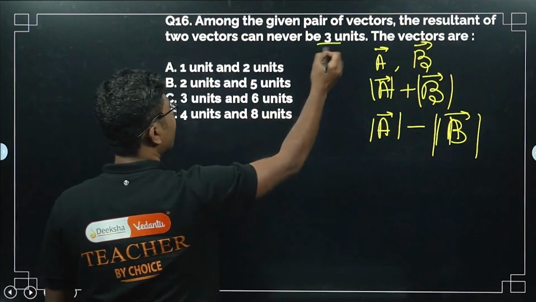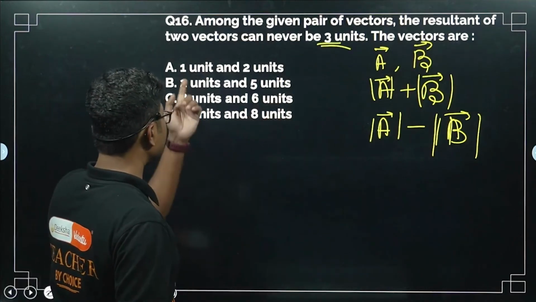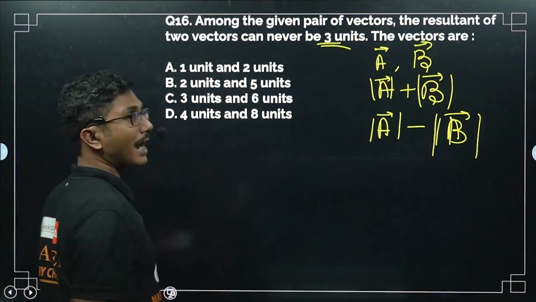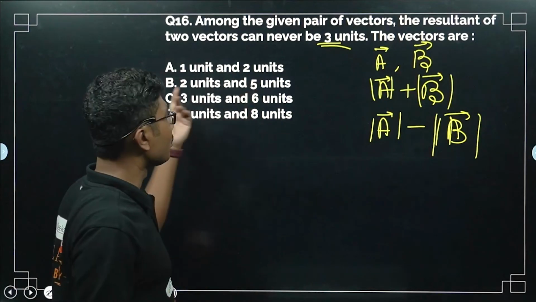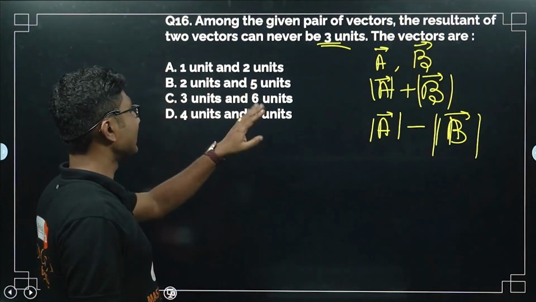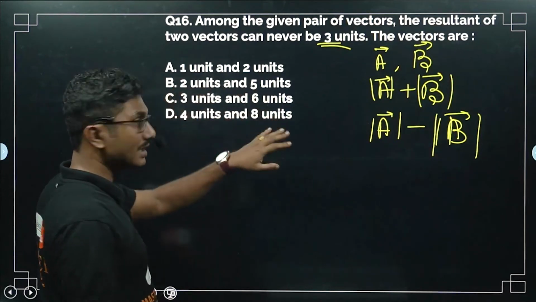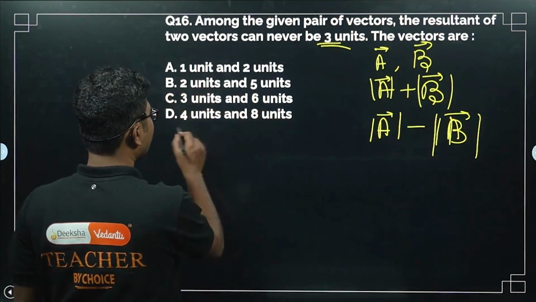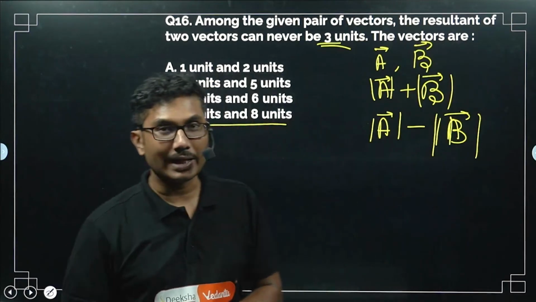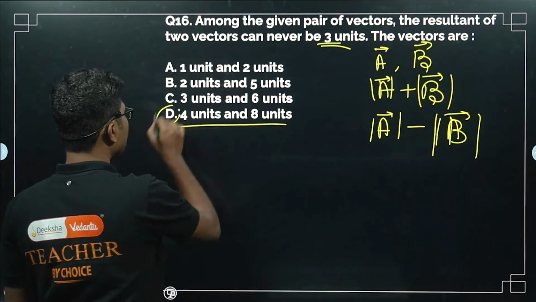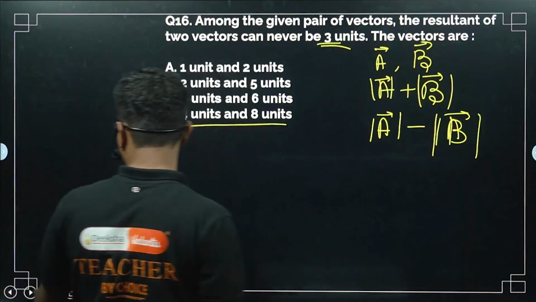Now 3 is given, so we have to check if 3 is possible. For 1 and 2, if you add them, you will get 3. For 2 and 5, if you subtract 2 from 5, then you will get 3. For 3 and 6, if you subtract 3 from 6, you will get 3. For 4 and 8, no way you can get 3. You can add them, you will get 12. If you subtract them, you will get 4. So for this pair, it is not possible.